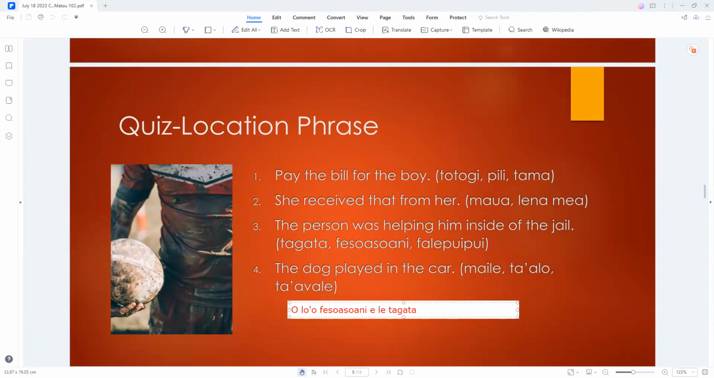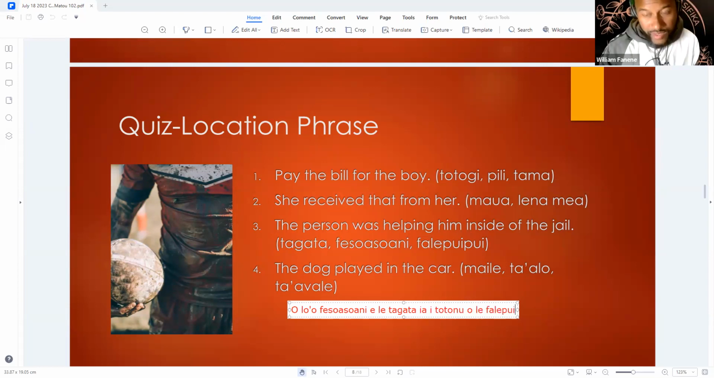Ia i tutonu o le fale pui pui. Great. That's a great effort. Malo le tamafai.